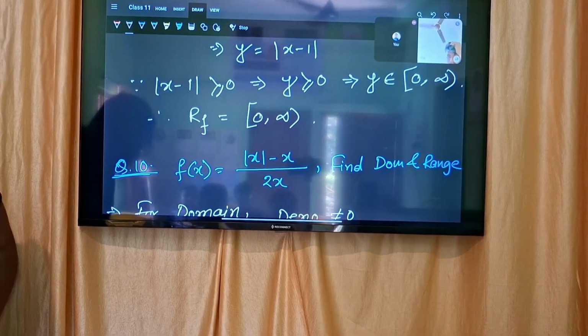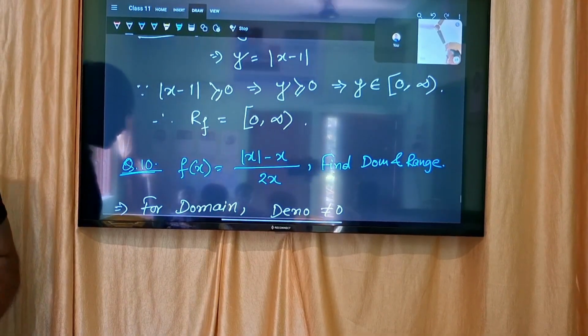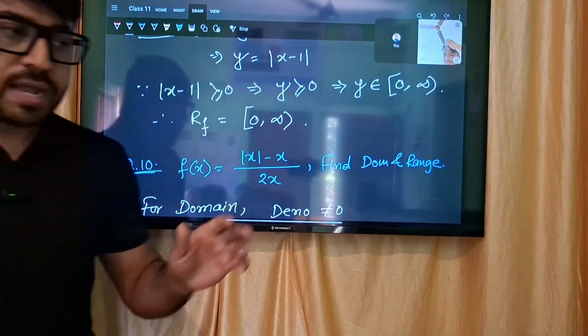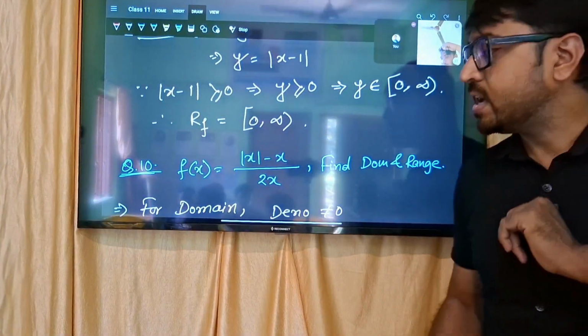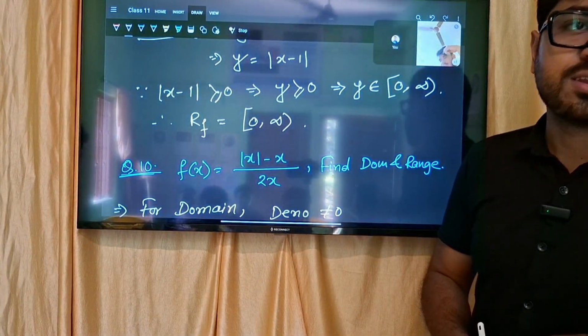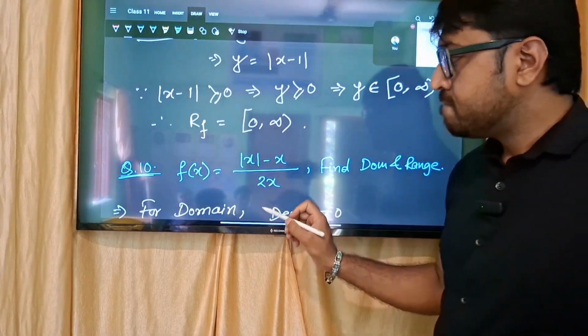What about this one? Number 10. ভালো অঙ্ক। দেখ নাম্বার 10। এইটা হচ্ছে এই টাইপের সাম, actually you can expect that they will give in the examination. x is not equal to 0. x is not equal to 0.